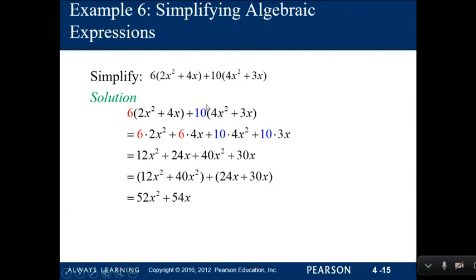And then I've got to distribute the 10. Now, if this is a minus, you've got to be very careful to make sure you distribute a negative along with it. But it's a positive. So positive 10.